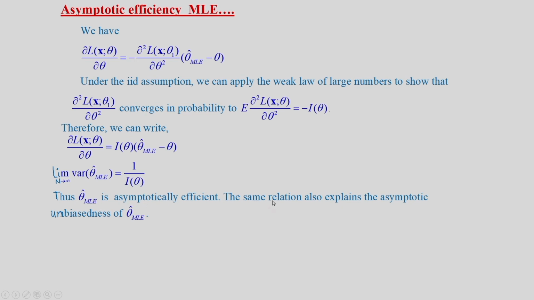The same relation also explains asymptotic unbiasedness of theta hat MLE, because you see that when this condition is satisfied, in that situation theta hat MLE is the MVUE, minimum variance unbiased estimator. So, this condition implies that theta hat MLE will also be asymptotically unbiased. So, we have established that theta hat MLE is asymptotically efficient and it is asymptotically unbiased.